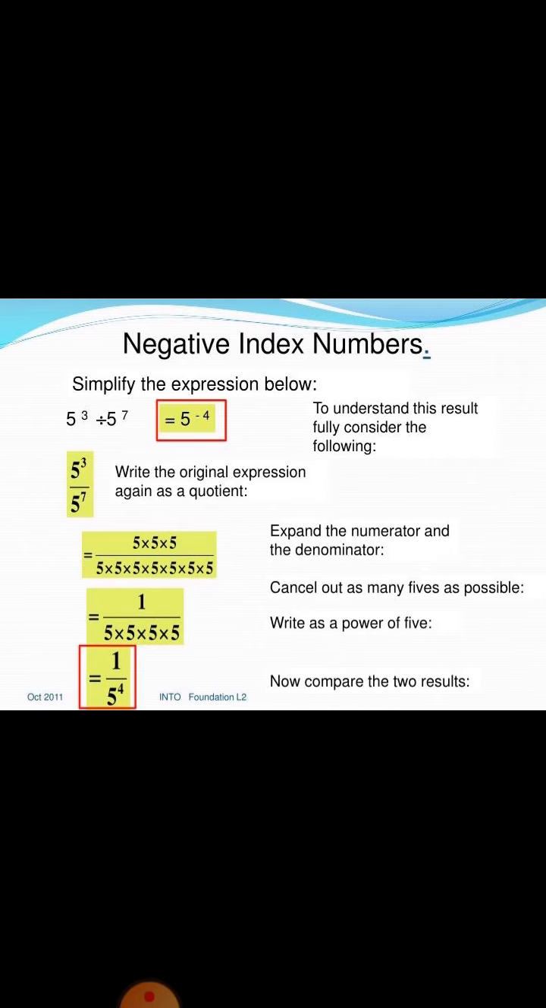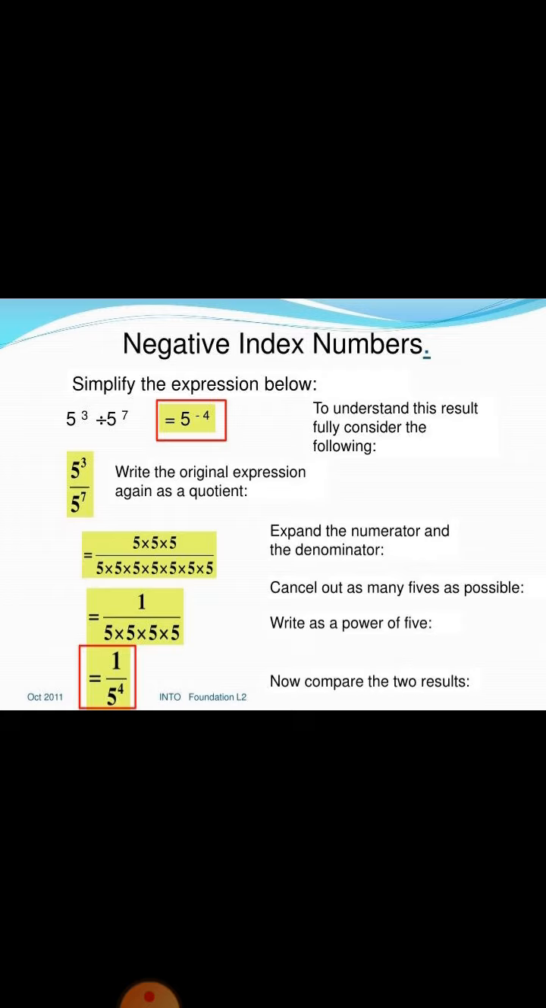Next, we discuss negative index numbers. For example, here we have 5 raised to power 3 divided by 5 raised to power 7. Simplify the expression. To understand this result fully, consider the following. In the division method, we subtract the powers. When we subtract 3 minus 7, we get 5 raised to power minus 4.